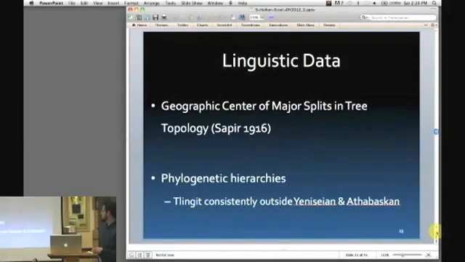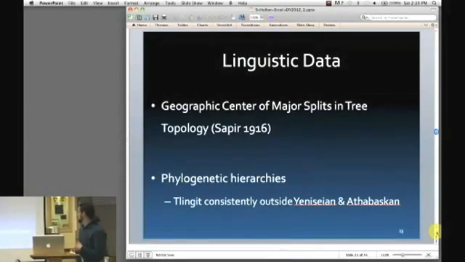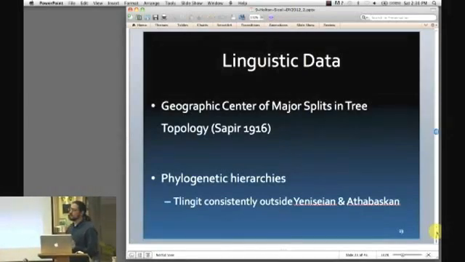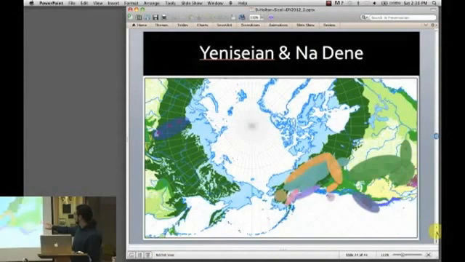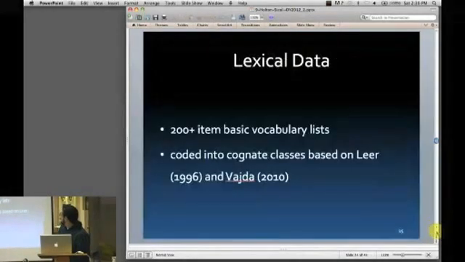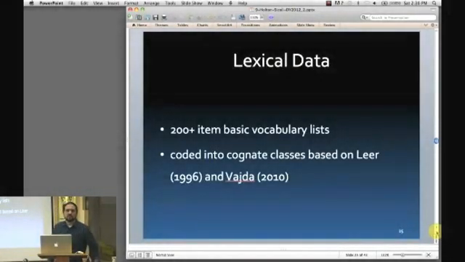And the stronger argument is that of the phylogenetic hierarchies, that Tlingit was consistently outside of Yeniseian and Athabascan for this typological data set. Really showing this pattern of perhaps diversification after Tlingit or around the same time as Tlingit, and a radiation event, and then a slow, long, and heavy contact-related diversification for the interior Athabascan languages. And so I'm going to turn this over to Gary, who's going to discuss the lexical data set now.